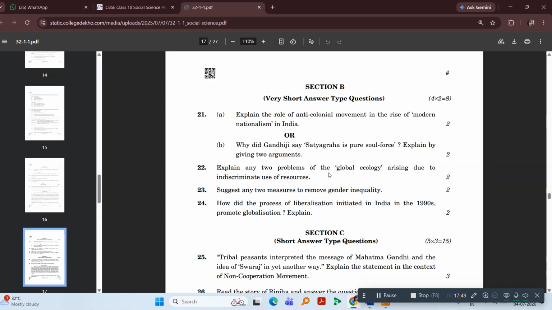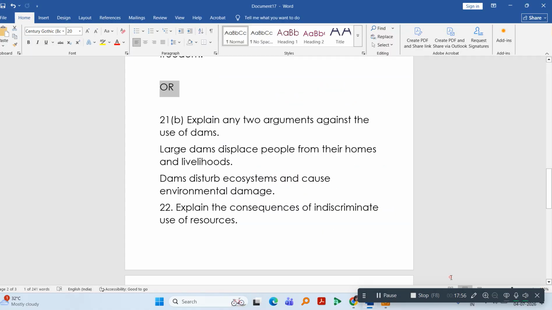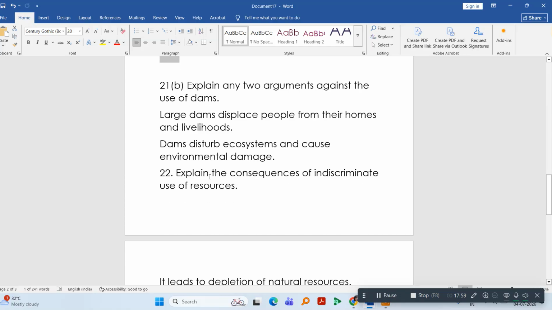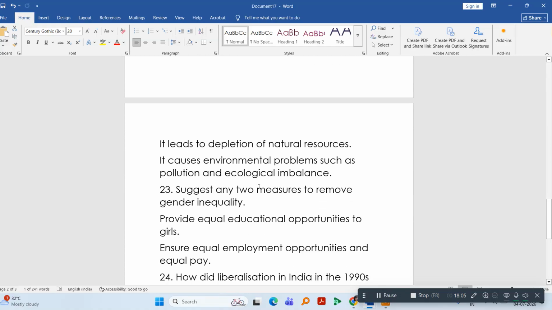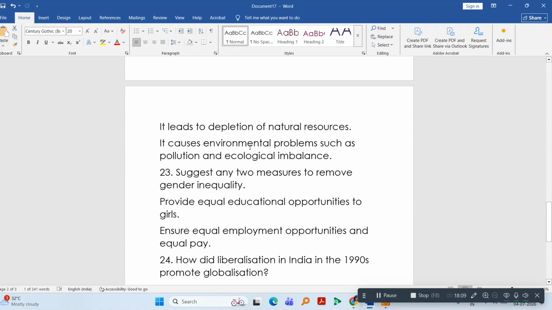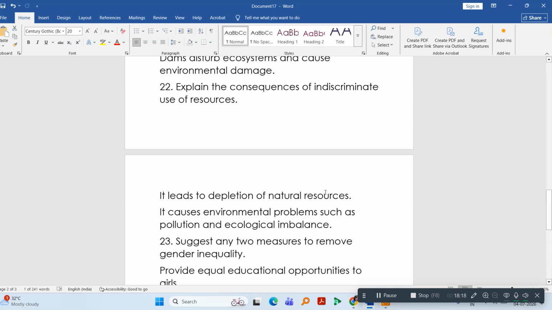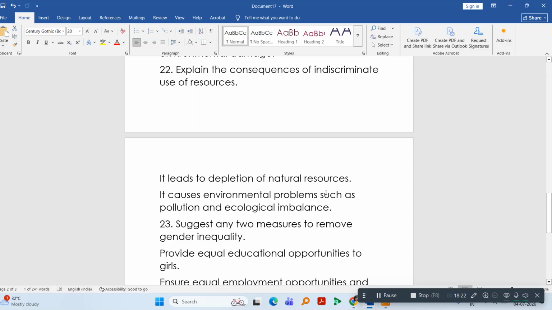Second one, explain any 2 problems of global ecology due to indiscriminate use of resources. And what is the answer for this one? Explain the consequences of indiscriminate use of resources. It leads to depletion of natural resources. It causes environmental problems such as pollution and ecological imbalance. So the question is like this: what are the consequences of indiscriminate use of resources? When you use the resources excessively, what happens? It can finish the natural resources. Apart from that, it can cause environmental problems like pollution and ecological imbalance.